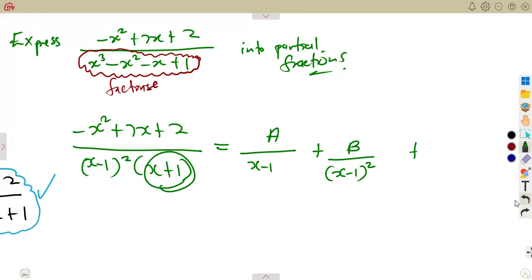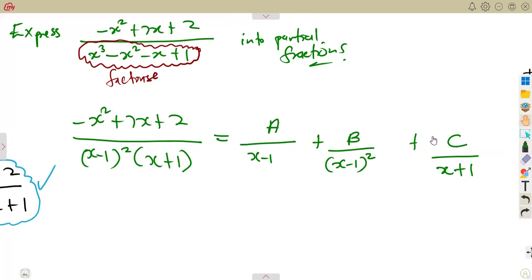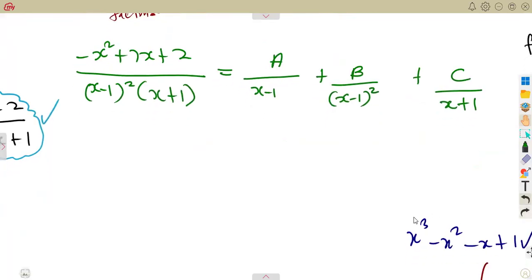Then the next expression, this bracket, is just a normal linear. So it's just going to be c over x plus 1. There's nothing special about this. Or we can have this as a quadratic if you want, but having it as a repeated linear like this can be of advantage. So from this, let us find a, b, and c.